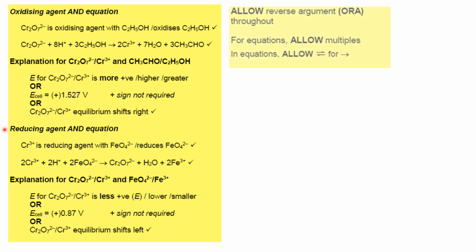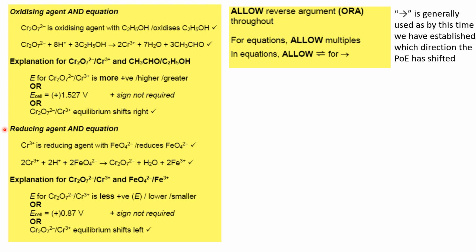So let's have a quick check of the mark scheme. That's what they want. You've got actually 6 marking points if you count them up, but only 5 marks. 1, 2, 3, 4, 5, 6. So what you'll need to do is make sure that your answer has a good spread of marks across all of these ideas. Now, as a general rule, you can always assume that the reverse argument can be applied throughout, and we can use an equilibrium sign, a reversible sign, instead of an arrow going from left to right. But generally, we will write it as an arrow going from left to right, because by this time we've worked out which direction the position of equilibrium has shifted.